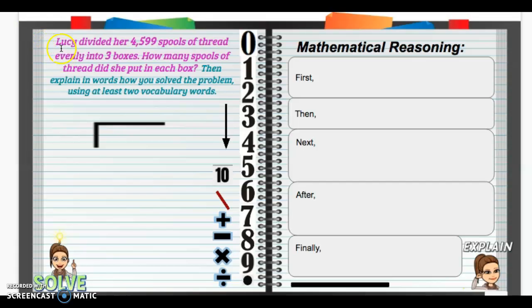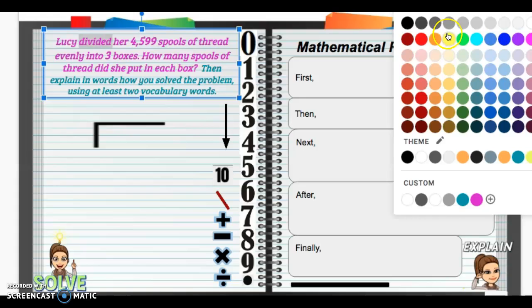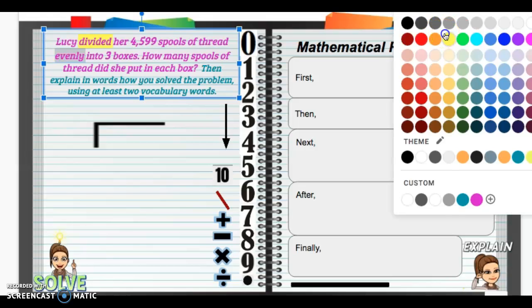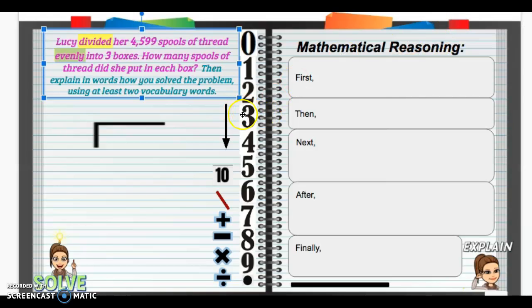Right, so for writing today, you're given a word problem where it says Lucy divided her 4,599 spools of thread evenly into 3 boxes. How many spools of thread did she put in the box? So it tells you right here that she divided the spools of thread evenly. So she simply took all this thread and made 3 equal groups.